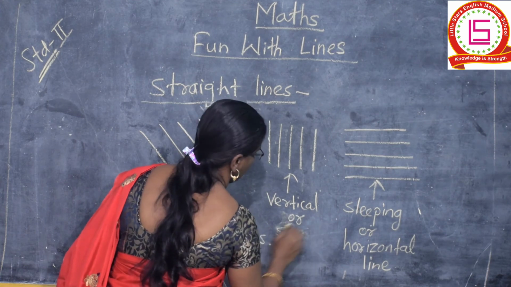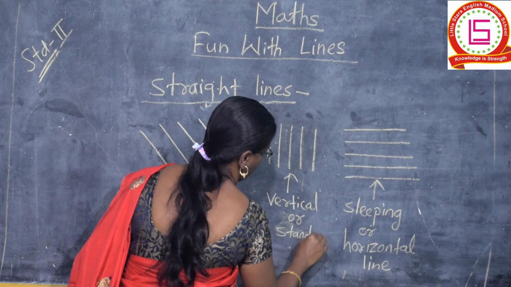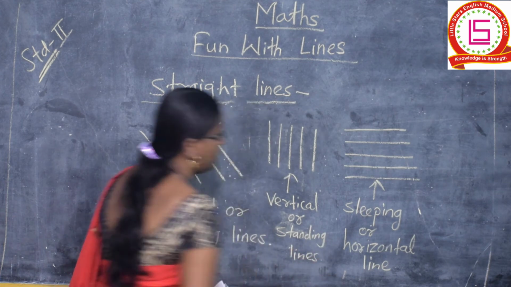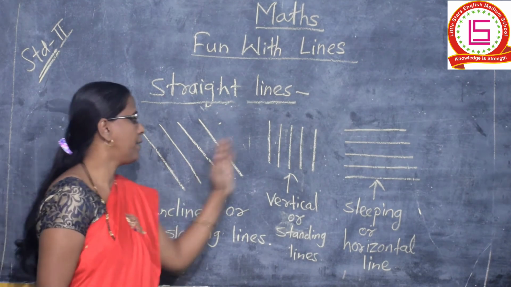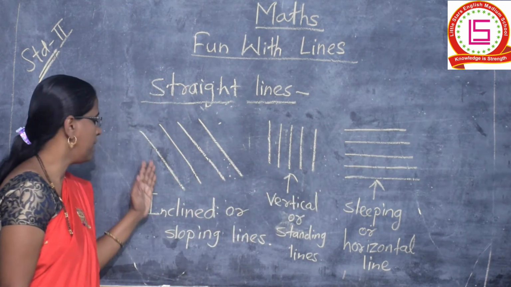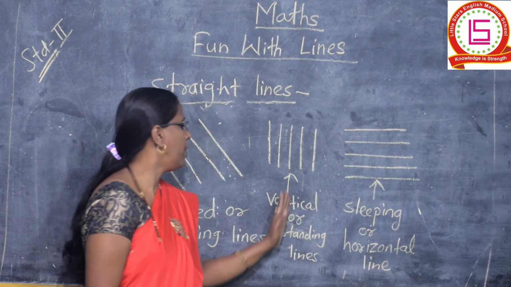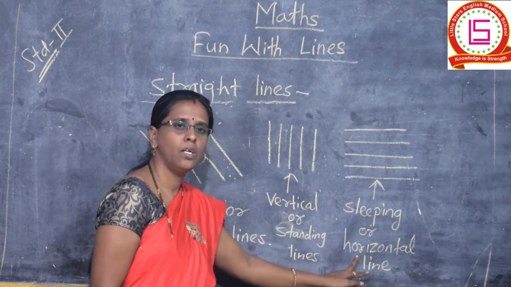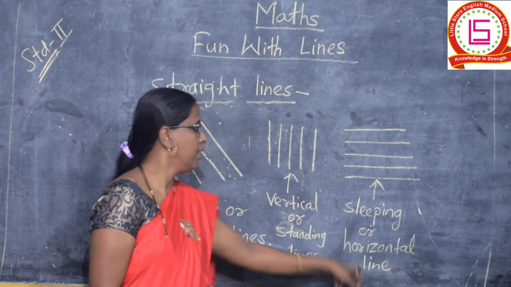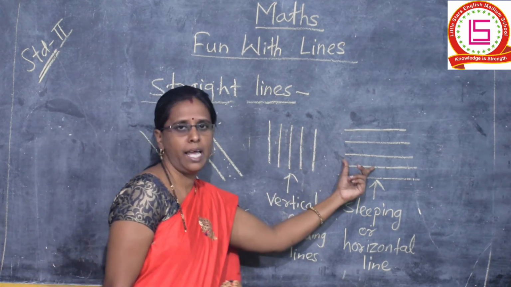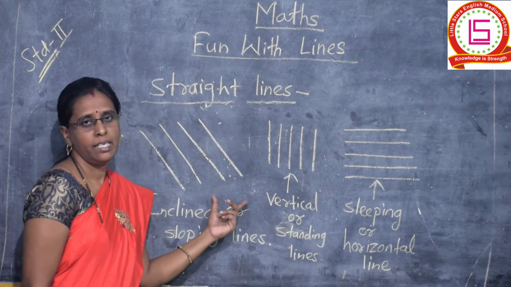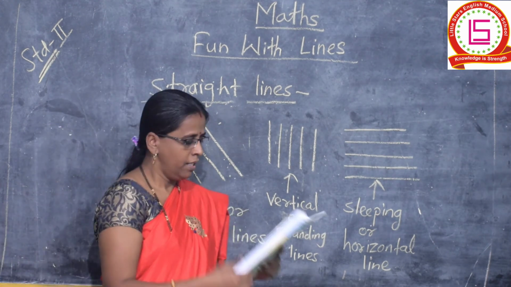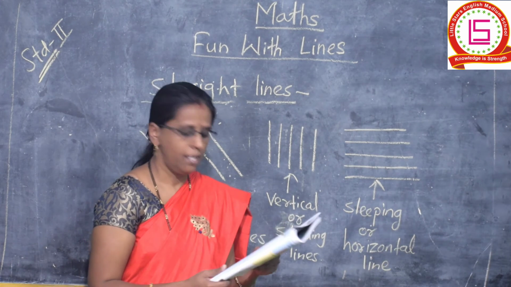Vertical or standing lines. See, there are three different types of lines: first, inclined or sloping line; second, vertical or standing line; and third, sleeping or horizontal line. These three types of lines we have to study in this concept. Then, in the next one, an activity is given for you.